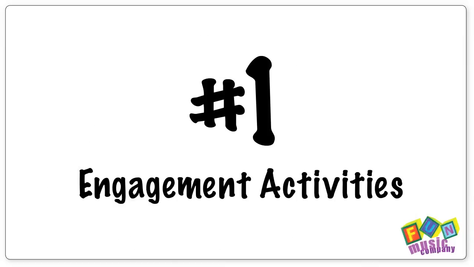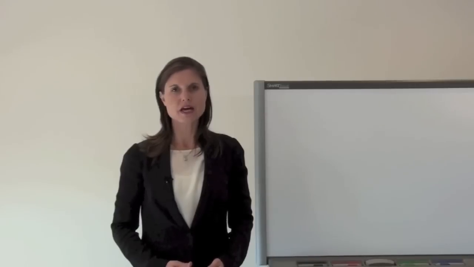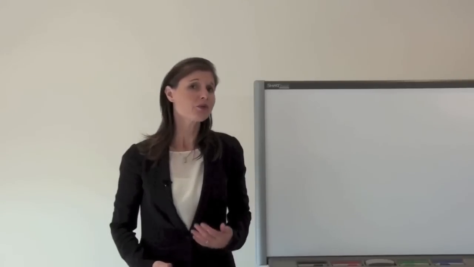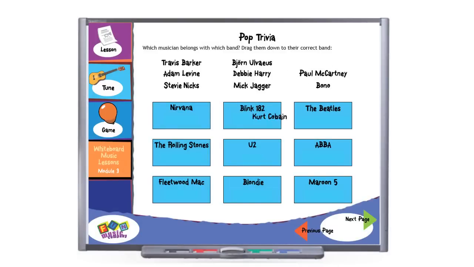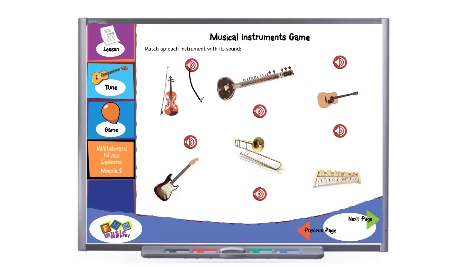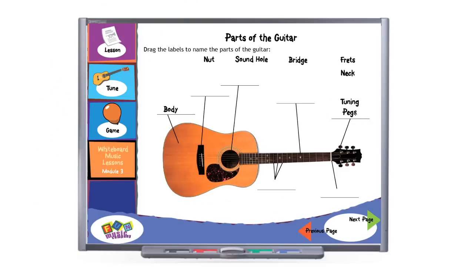Firstly, you need engagement activities. Now, what do I mean by engagement activities? Well, you need something to break the ice when you start a class in some kind of a non-threatening way. Something like pop music trivia quizzes, where they have to work out what musician belongs with what band, or something like a game where they have to work out what sound belongs with what instrument. We do this on the interactive whiteboard, but you don't really need to have an interactive whiteboard to do it. You just need to be creative about how you do it.